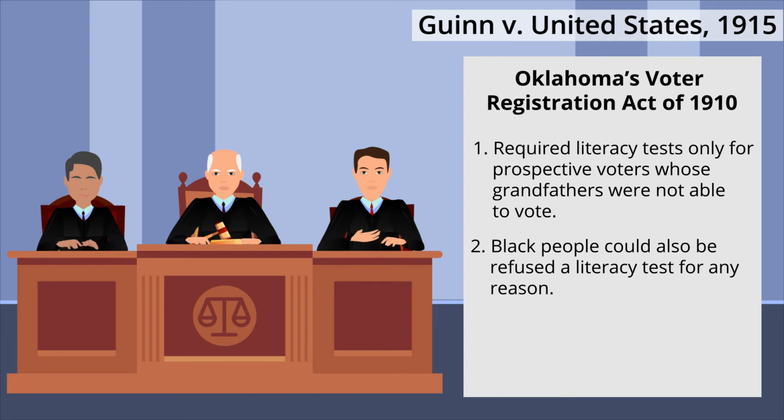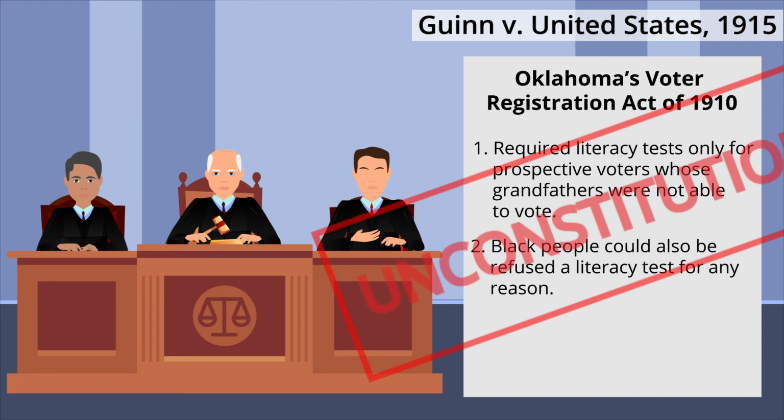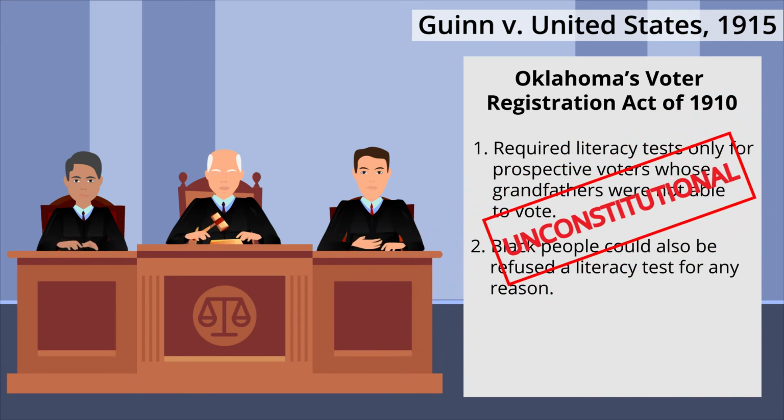This law was one of many attempts by states seeking to indirectly limit black people's ability to vote, in direct contradiction of the 15th Amendment. While not completely outlawing literacy tests or other voter suppression tactics, the case made it clear that racially discriminatory electoral laws would be subject to close inspection from then on.